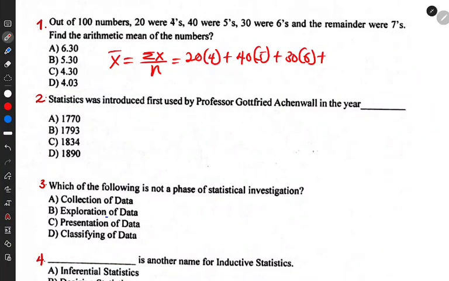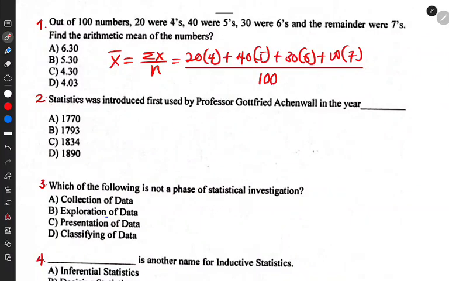So that means that for us to get the remainder, we subtract the summation of 20 plus 40 plus 30 from 100. And we're supposed to get 10. So that will be the remainder. So 10 by 7, all divided by the total number here, which is 100.